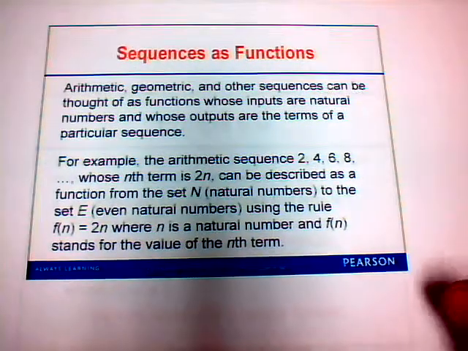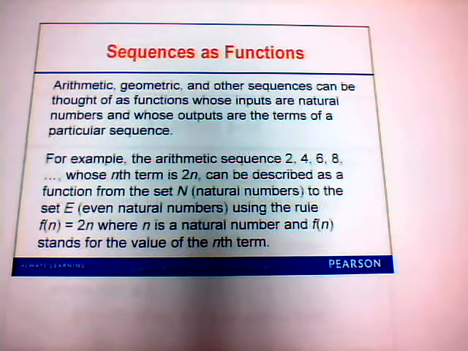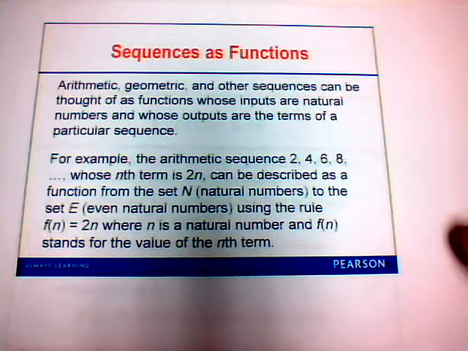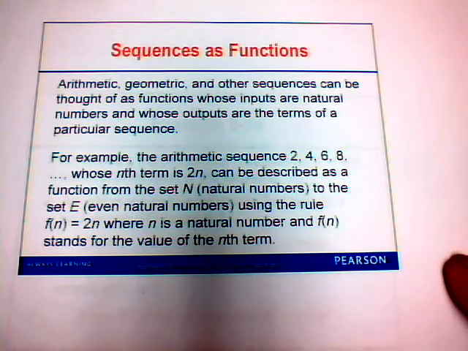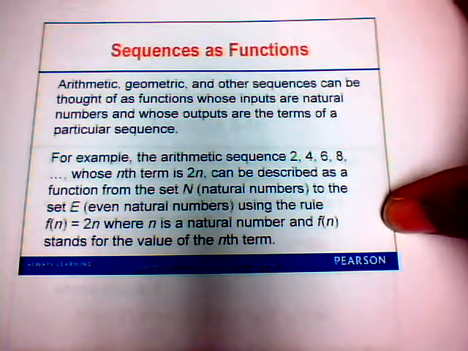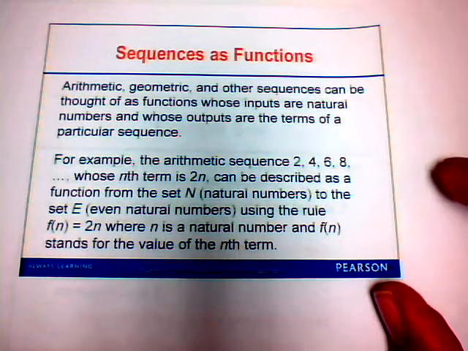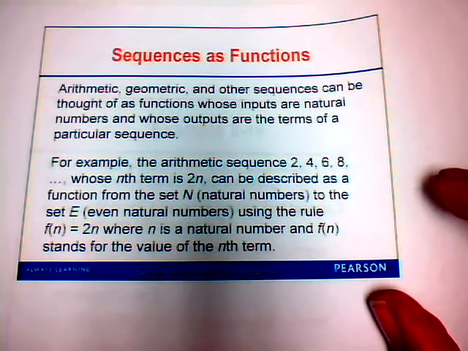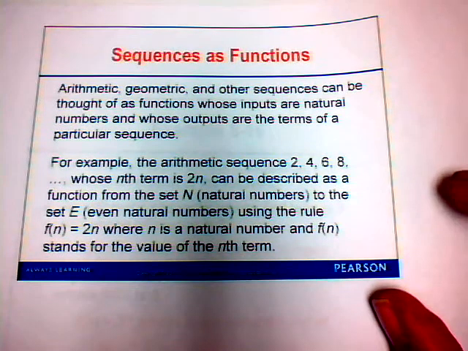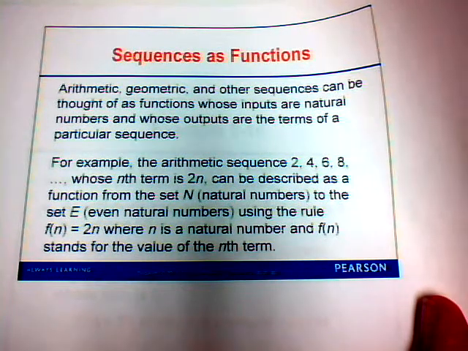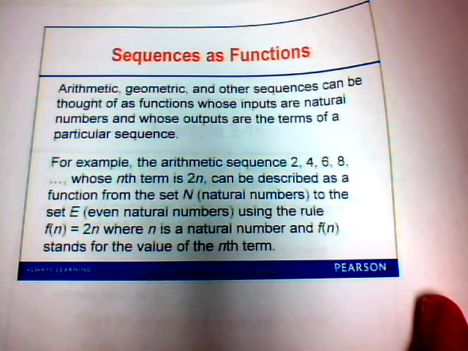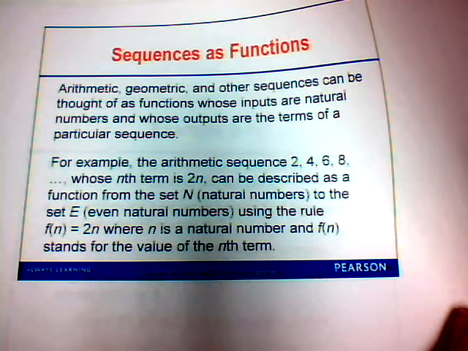We can look at sequences as functions as well. We talked about arithmetic and geometric sequences earlier in the course. Arithmetic, geometric, and other sequences can be thought of as functions whose inputs are natural numbers and whose outputs are the terms of a particular sequence. For example, the arithmetic sequence 2, 4, 6, 8, and so on, whose nth term is 2n, can be described as a function from the set of natural numbers to the set of even numbers, using the rule f of n is equal to 2 times n, where n is a natural number and f of n stands for the value of the nth term.